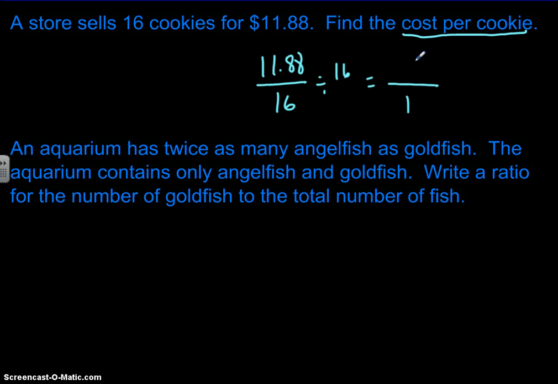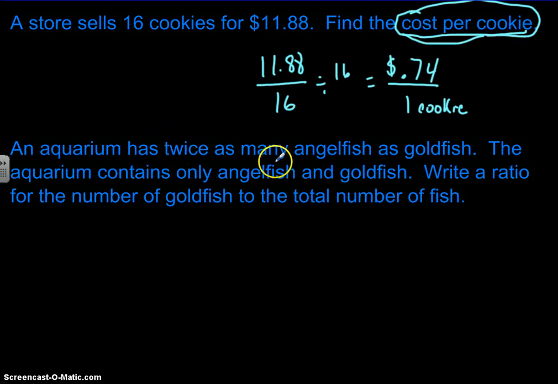Okay, we'll need a calculator for this. 11.88 divided by 16. That's 0.7425. Since we're talking about money, it's going to be 74 cents for one cookie. And that is done. Let this tell you how exactly to set up your ratio. Cost goes on top, cookie on bottom.